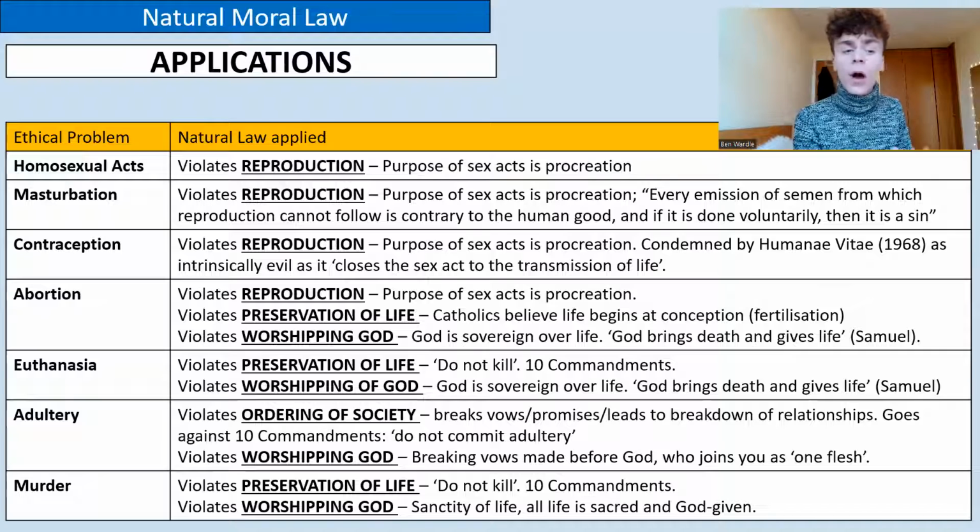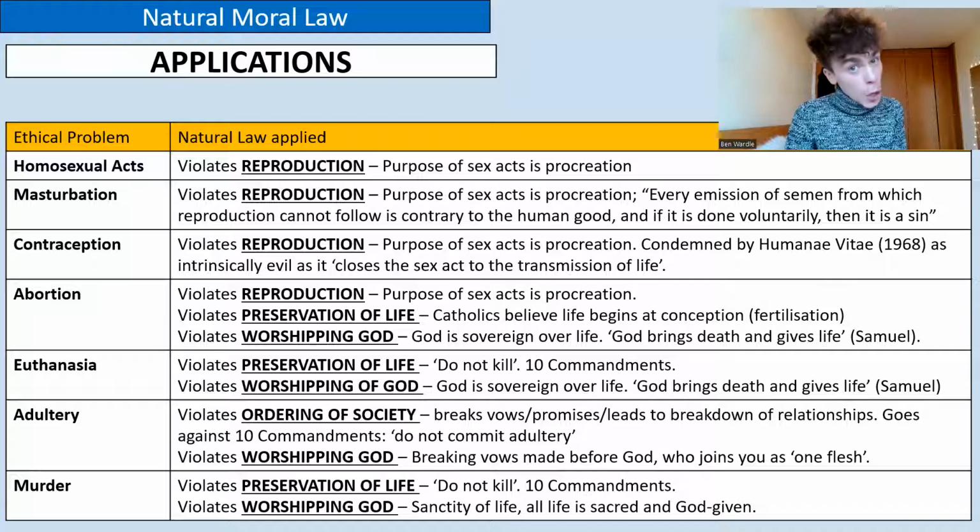Homosexual acts, for example, are seen as wrong by the Catholic Church because it goes against the idea of reproduction. It violates the purpose of sex as being procreation. Masturbation, again, it violates reproduction. Aquinas said every emission of semen from which reproduction cannot follow is contrary to the human good. And if it is done voluntarily, then it is a sin. So it's sinful because it goes against the purpose of sex. Contraception, again, it violates reproduction. The purpose of sex acts is procreation. We see this in the Catholic Church's encyclical Humanae Vitae, which said contraception is intrinsically evil as it closes the sex act to the transmission of life.